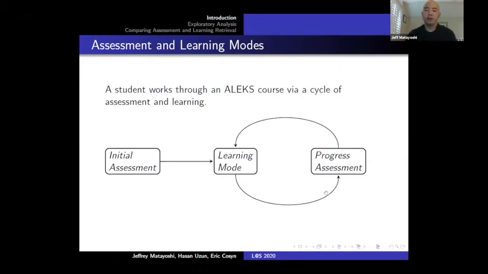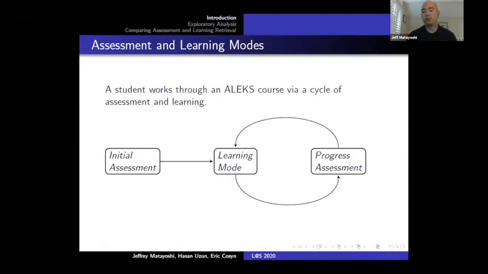The progress assessment is also going to be important for us because in the progress assessment, there's one other type of question which we'll call an extra problem. And this is a randomly chosen extra problem. So it's chosen separate from anything that's going on with the actual assessment. And it's really used mainly for validation and to evaluate the workings of the ALEKS system.